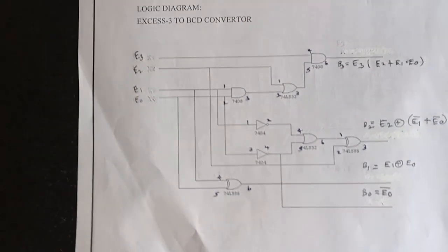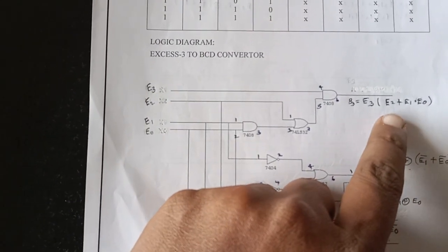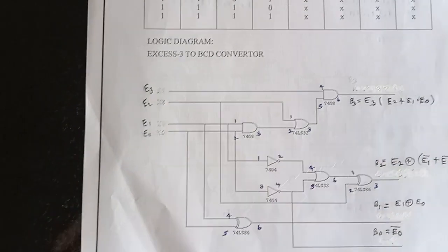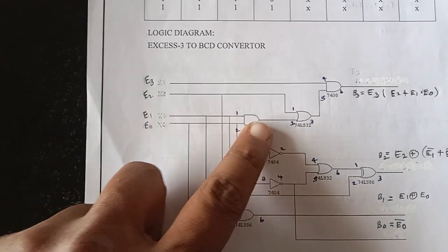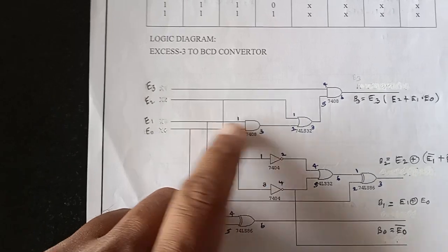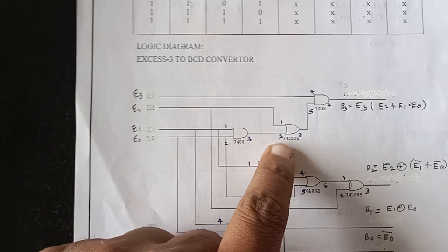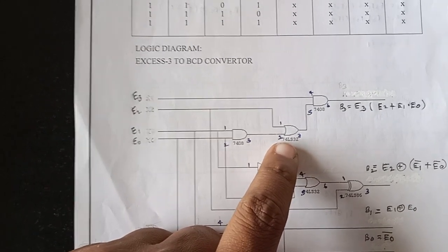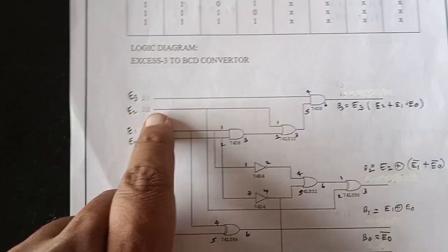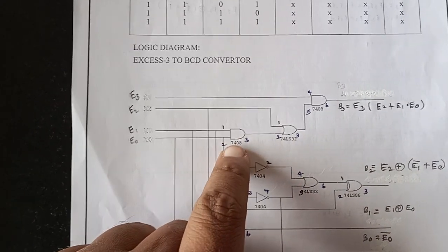So this is the logic diagram. B3 output is E3 into E2 plus E1 and E0. So in this case, the E1 input is given to one AND gate, 7408, pin number 1, E0 is given to pin number 2, so output is taken from pin number 3. So this output is given to the 7432 OR gate, pin number 2, and one more input is given to the OR gate from E2. So one input is E2, and another input is from the output of the AND gate.